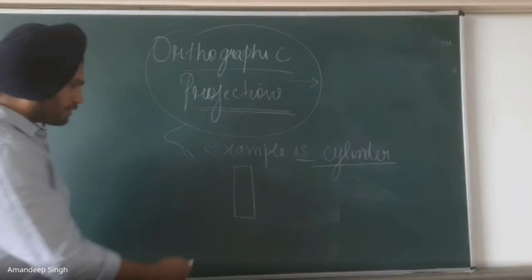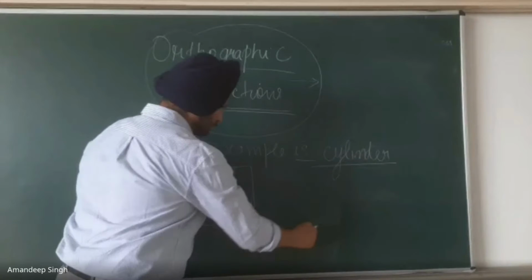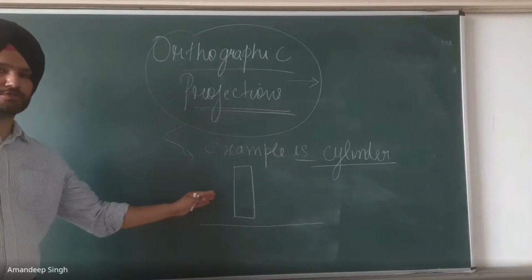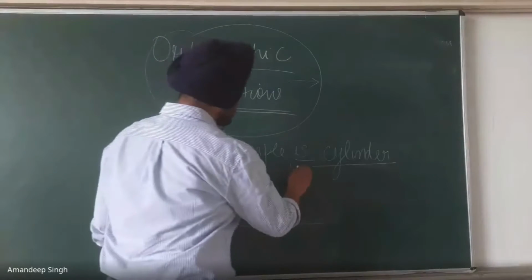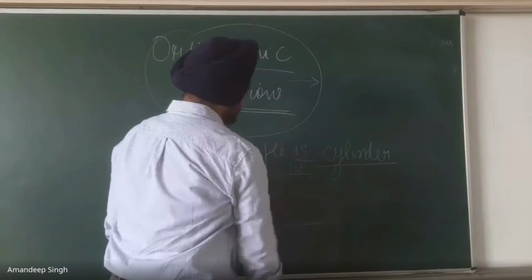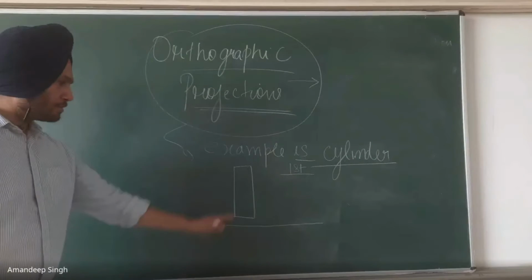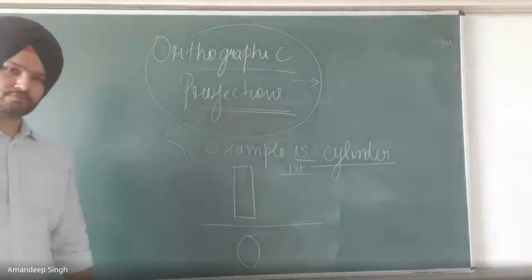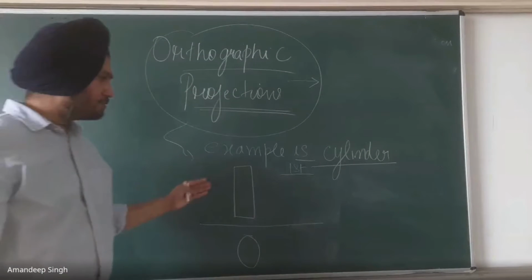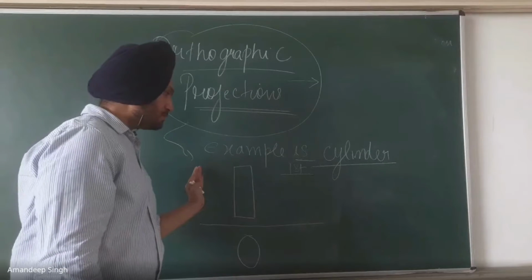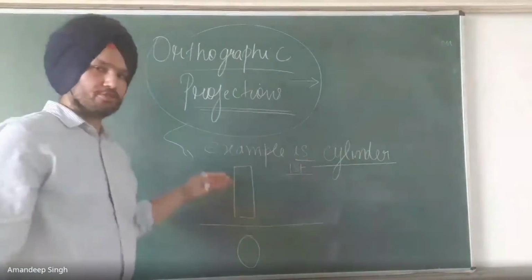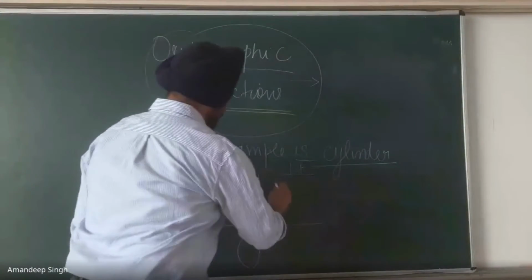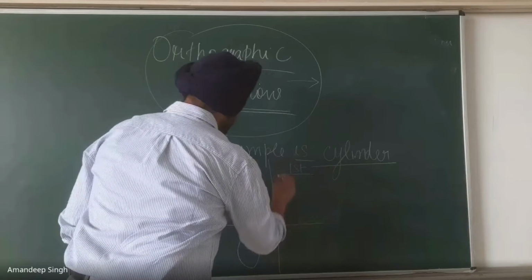What will be its top view? That comes below the reference line. If this is the position, which I am assuming to be first angle, the top view here will be a circle. And if I take this projection in the side view on the profile plane, again, this will be a rectangle.